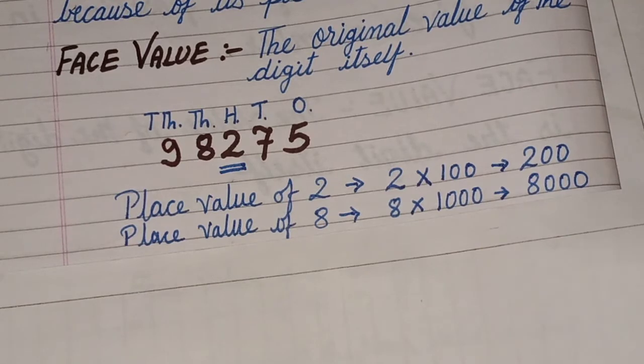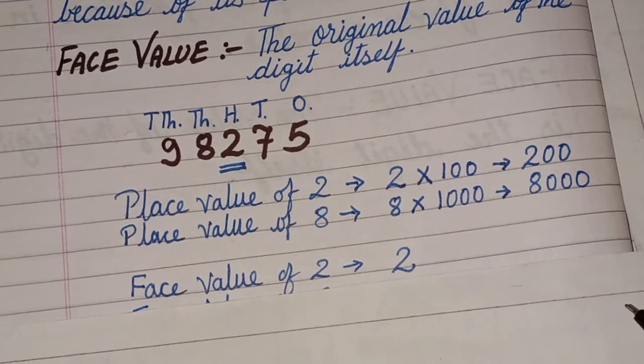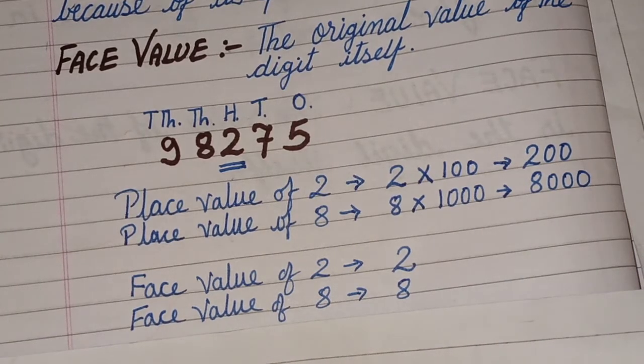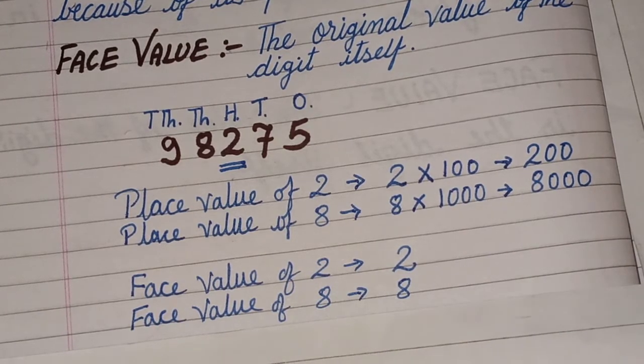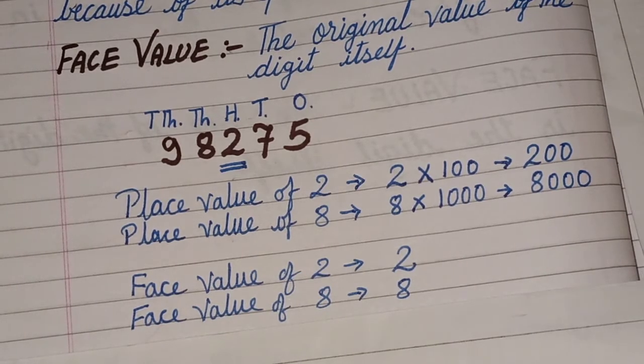Now the face value. As I told you, the face value means the original value of that digit. So the face value of 2 is 2, and the face value of 8 is 8. Face value never changes, wherever the digit is placed in the number. Face value means the value of that number itself. Many questions can be asked based on the place value and face value of a number.